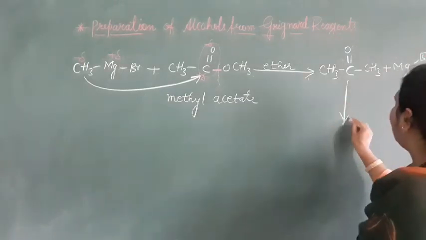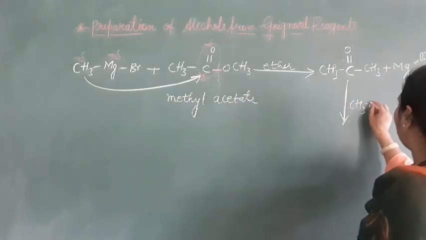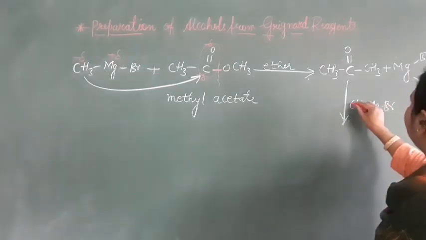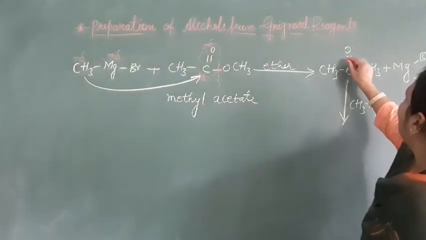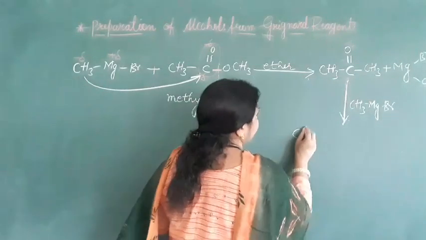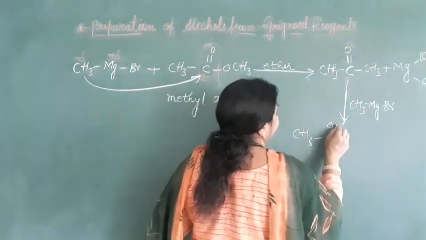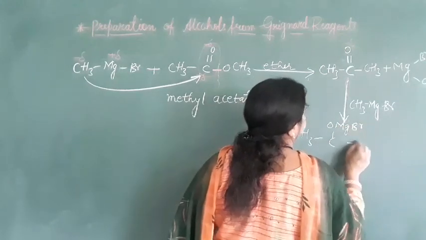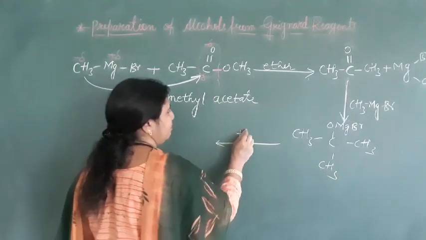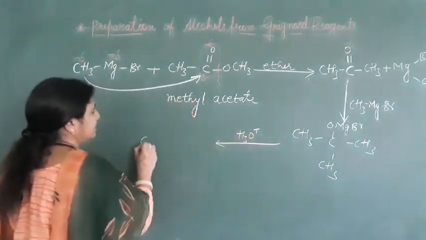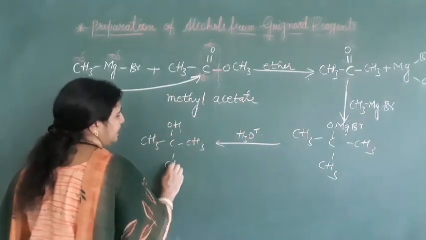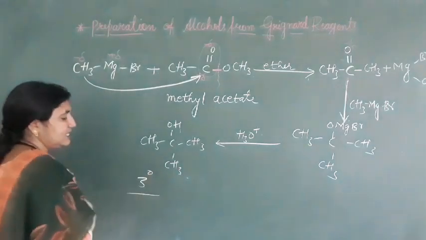Now this acetone will again react with one more molecule of CH3MgBr. This CH3 will attack this carbon, and on this oxygen will come this MgBr. So we will get CH3COMgBr, CH3, and this CH3 will come here. On hydrolysis, it gives CH3COH, CH3, and here CH3. Again we are getting a tertiary alcohol.